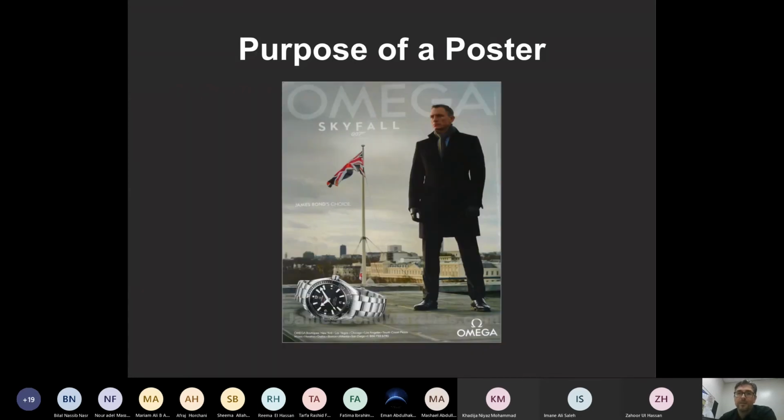Okay, if you look at this poster over here, typical advertising poster, it's not trying to explain anything, but it's definitely trying to persuade. It's trying to explain to you that, well, not explain, but persuade you that if it's good enough for James Bond, it should be good enough for you, right? So again, different posters will have different aims.